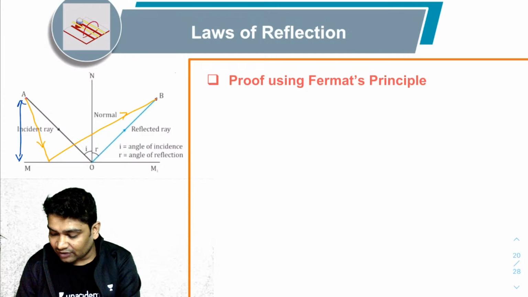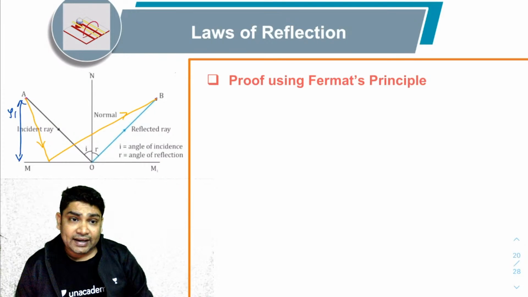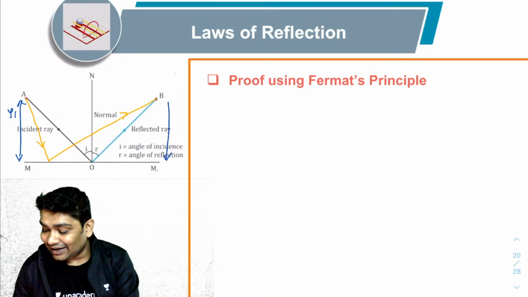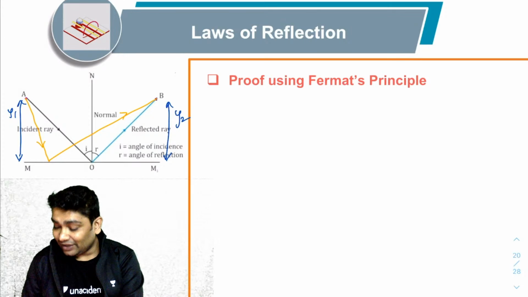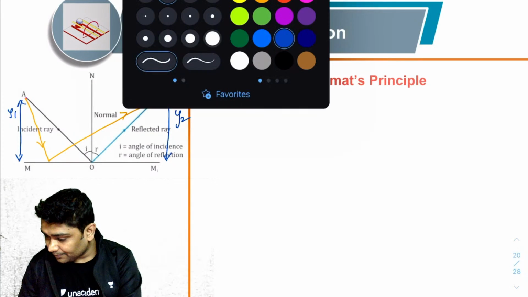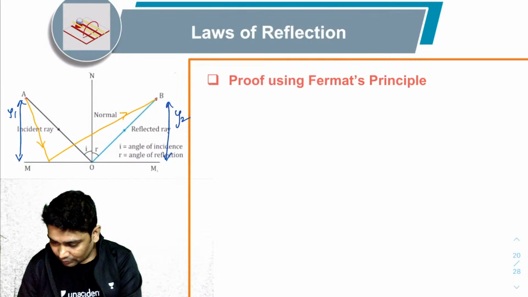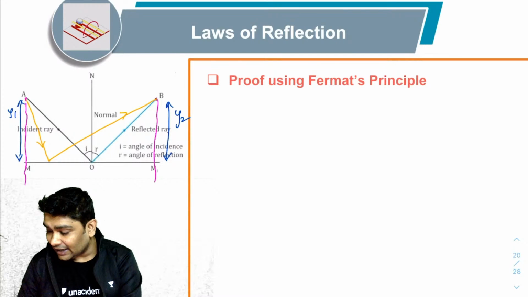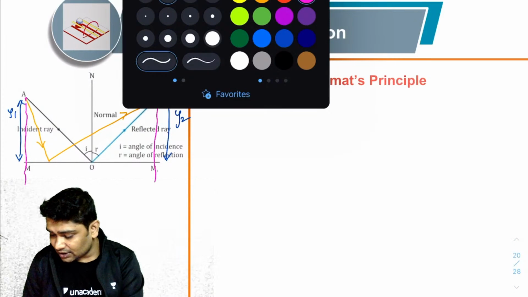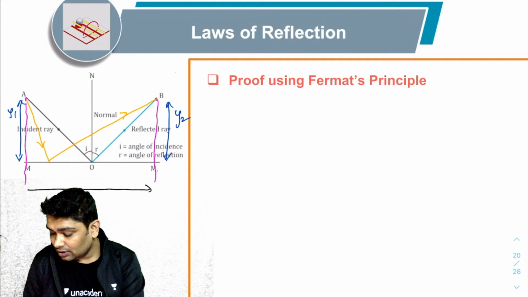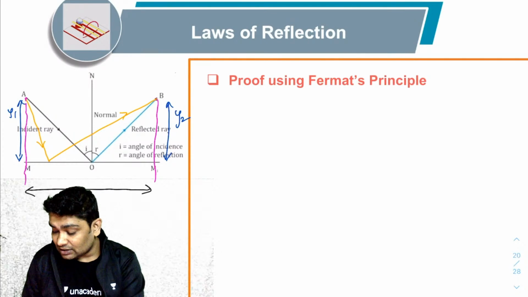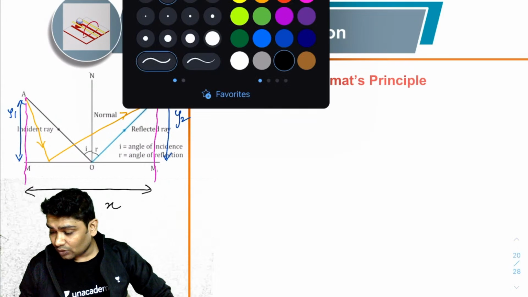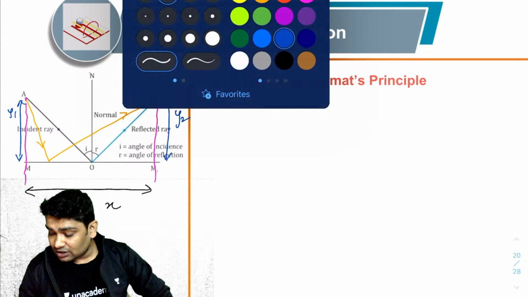Let's call this y1. Let's say that point A is at a height y1 above the reflecting surface, and let's say that point B is at a height of y2 from the reflecting surface. And let's draw two normals. Let's say the horizontal distance between the two points is some x. Now you realize I can choose from different paths. I have shown you one path. Maybe let's show you another path.